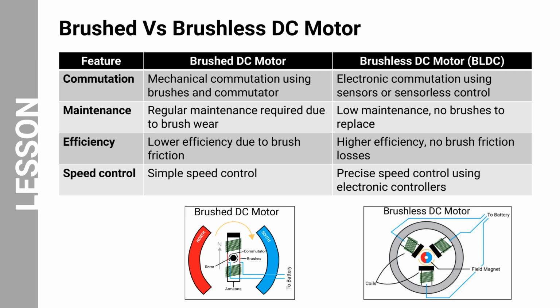In contrast, brushless DC motors employ electronic commutation using sensors or sensorless control, eliminating the need for brushes and providing low maintenance. BLDCs have higher efficiency due to the absence of brush friction losses and offer precise speed control using electronic controllers.